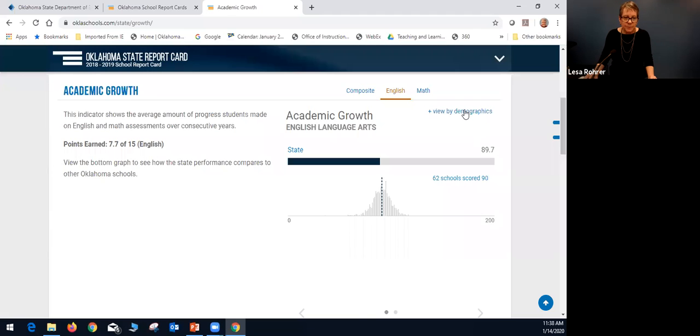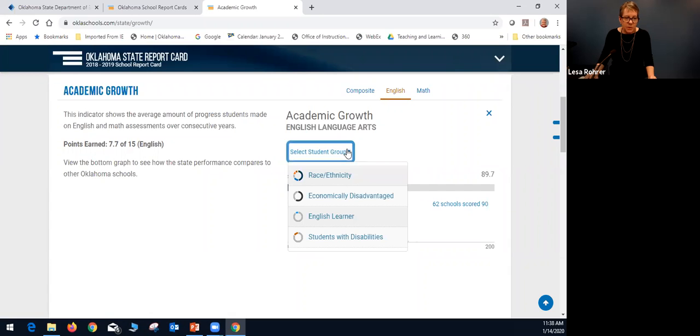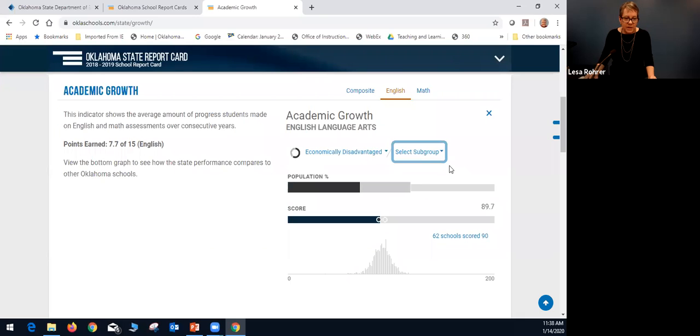Another cool feature, I can do this by demographics. I can look at student groups, so I can look at race, ethnicity, I can compare economically disadvantaged. When I do this, you'll notice that it changes that graphic display, and now I can see how the economically disadvantaged students are doing compared to all students. Again, I can look to see schools that are, let's go over here. These are the highest performing schools at this 123.